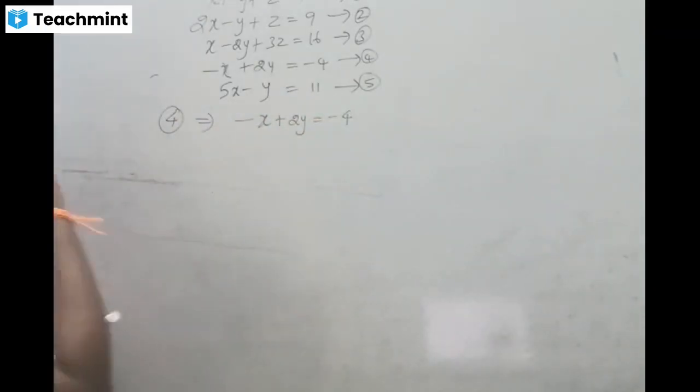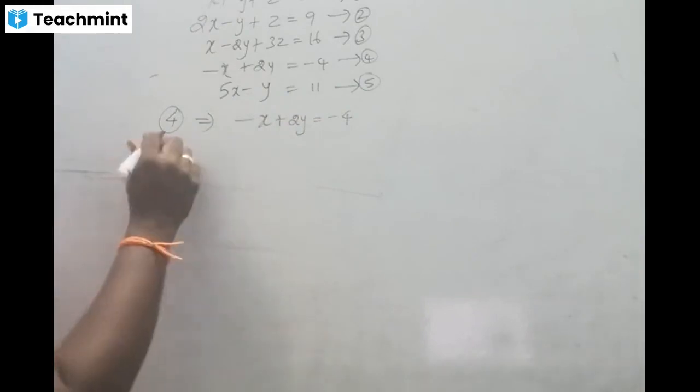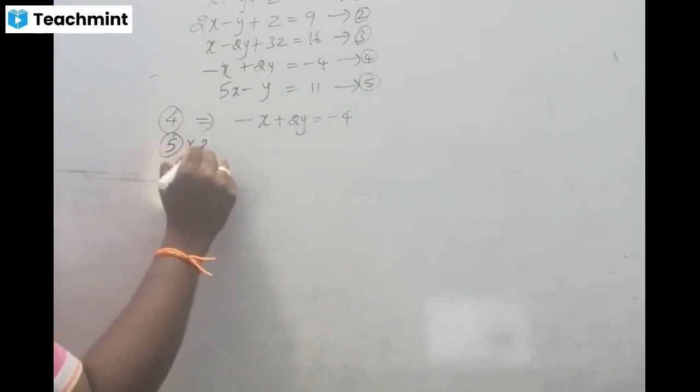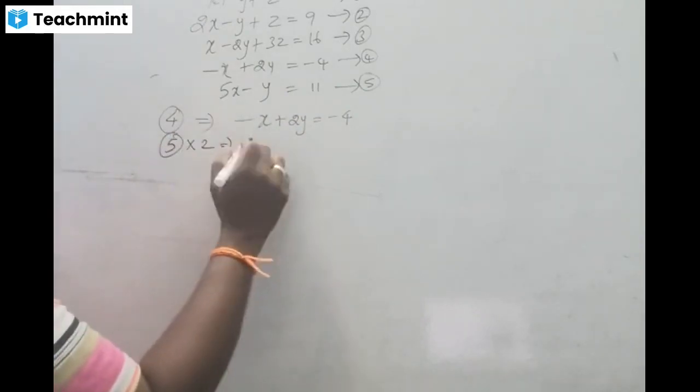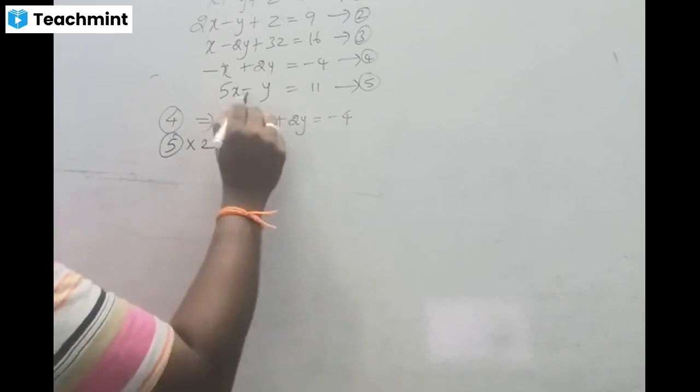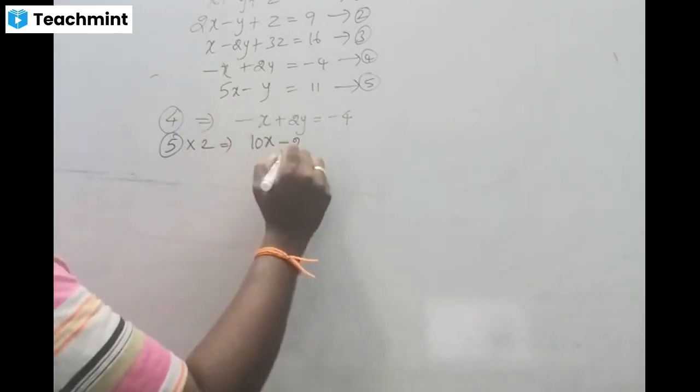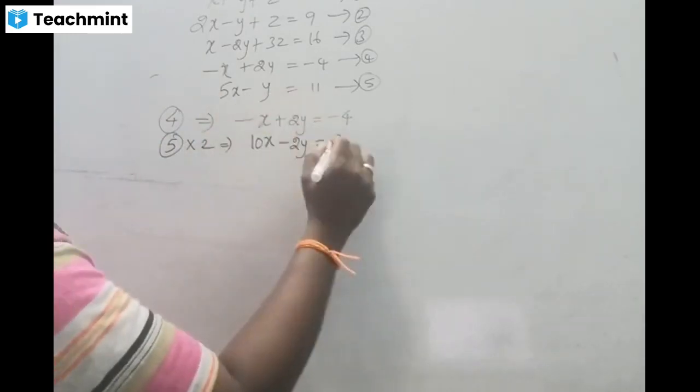Okay, and then the fifth equation. The fifth equation is multiplied by what? 2. Then what do we get? 2 fives are 10x, here minus 2 y's are 2y, here 2 ones are 22.